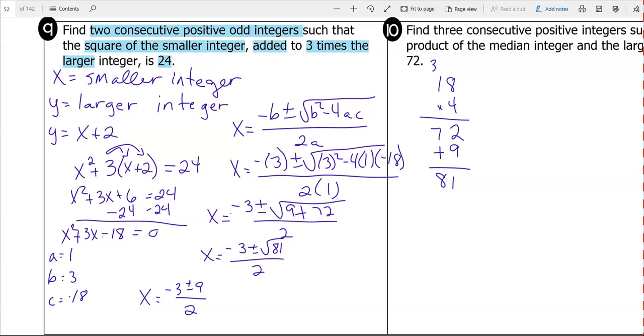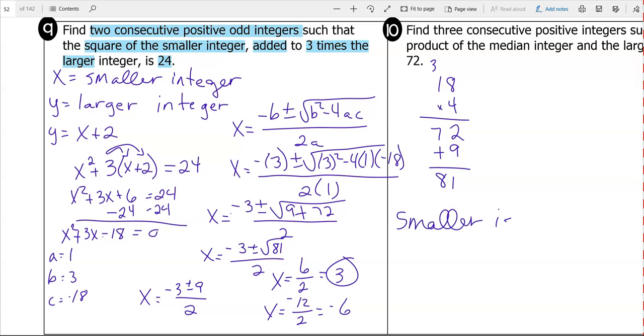And we want the positive answer, so let's check. X equals negative 3 plus 9 is 6 over 2, which is 3. And negative 3 minus 9 is negative 12 over 2, which is negative 6. So the answer we're looking for is 3. So if the smaller is 3, then 3 plus 2, the larger, is 5. And that's all we have to do there.